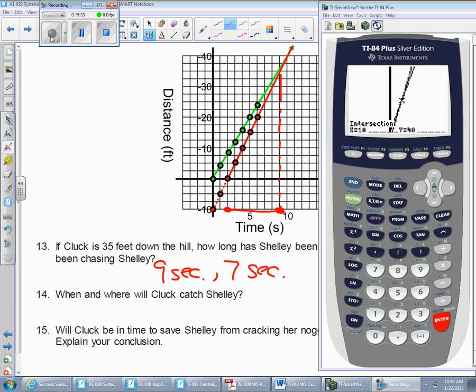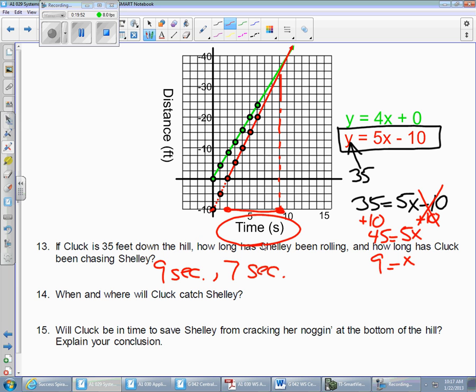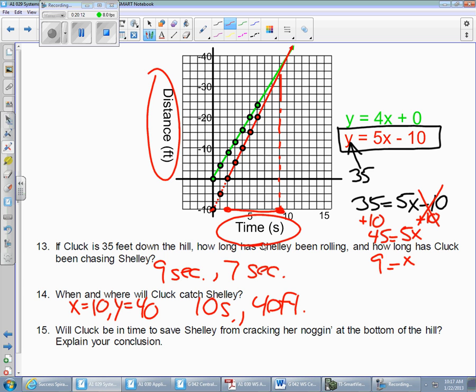Let's see if we can figure this out. When and where will Cluck catch Shelley? Well, which one of these two values is the when, and where? You've got 10 and you've got 40. Which one's when? When is time. That's your x value. And your where is distance. That's your y value. So if we had x equals 10 and y equals 40, then when is 10 seconds and where is 40 feet.